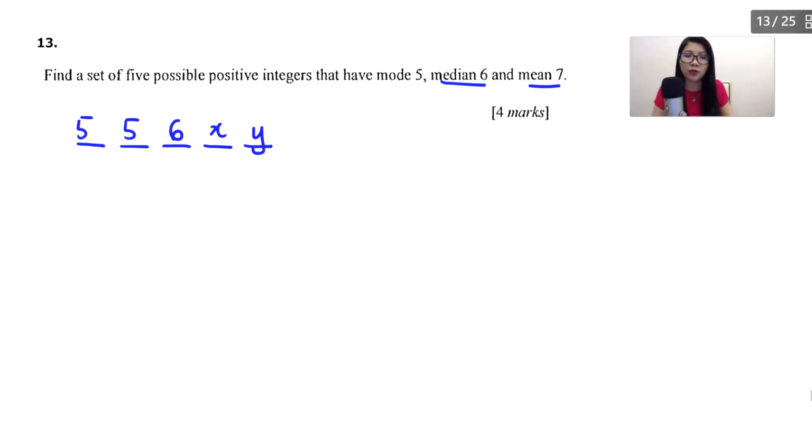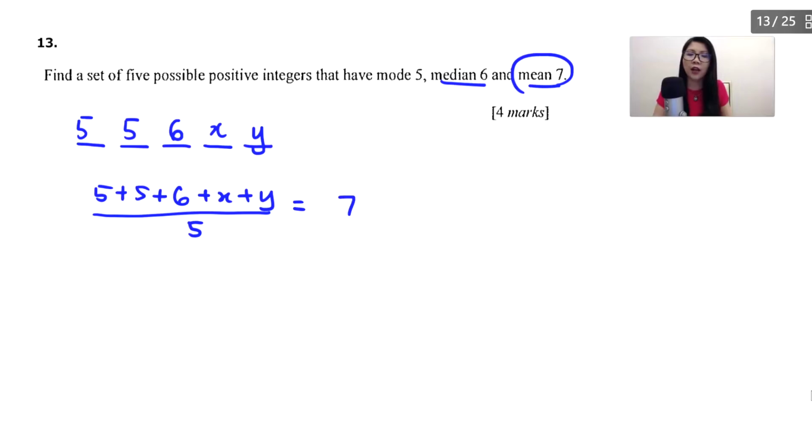Now I'm going to use the mean formula. Mean is the total, 5 plus 5 plus 6 plus X plus Y, over the number of data, which is 5, and it equals 7. Why do I do this? Because I want to know the total of X plus Y. So this is 16 plus X plus Y, equals, so this 5 I bring over to the right and multiply: 7 times 5 is 35. So X plus Y equals 35 minus 16, which is 19. Which means that X plus Y will be 19.